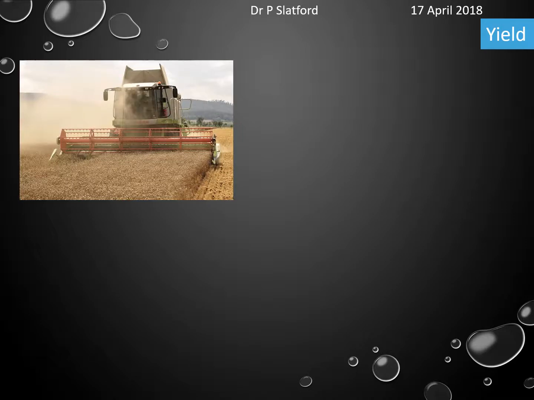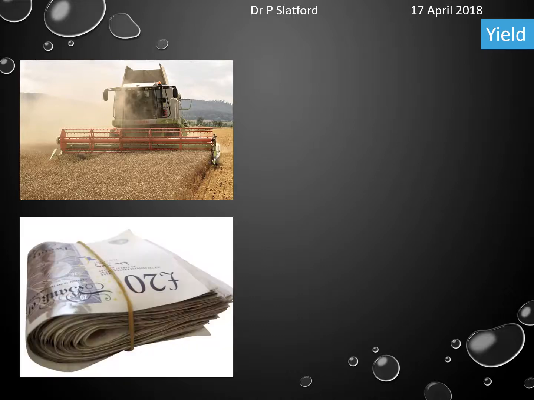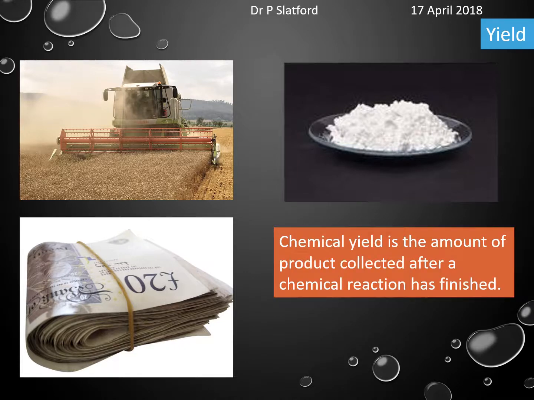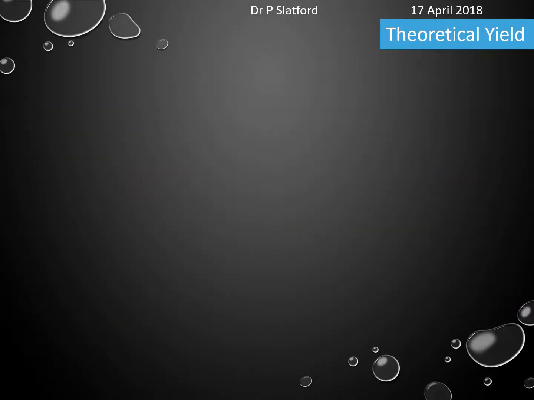But let's talk about yield. Well, farmers sometimes talk about yield in terms of the amount of crop that they have. Bankers sometimes talk about yield in terms of how much money they've made, how much return they've got on an investment. Well, chemists talk about yield in terms of how much product I have made, how much stuff I have been able to isolate at the end of my reaction. So in terms of chemical yield, it is the amount of products collected after a chemical reaction has finished.